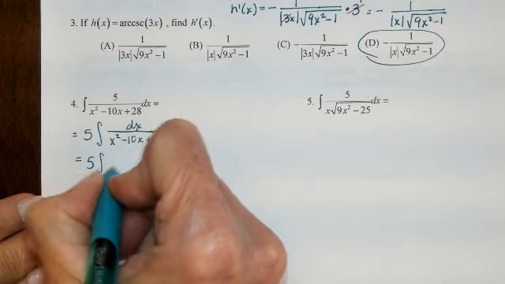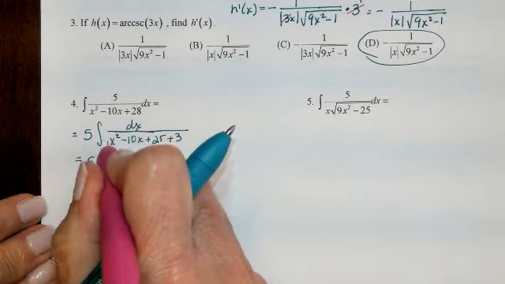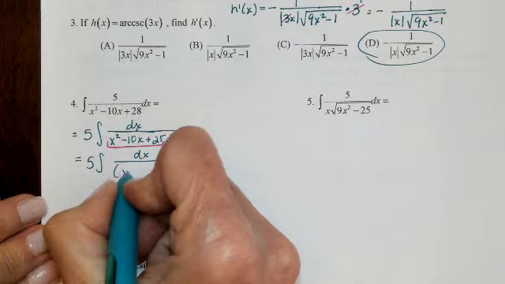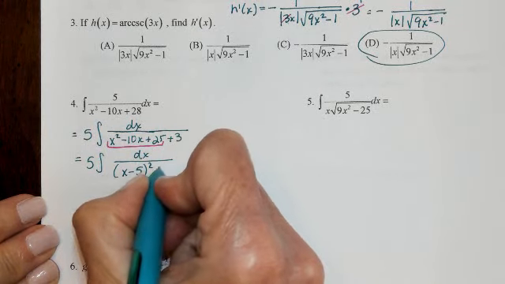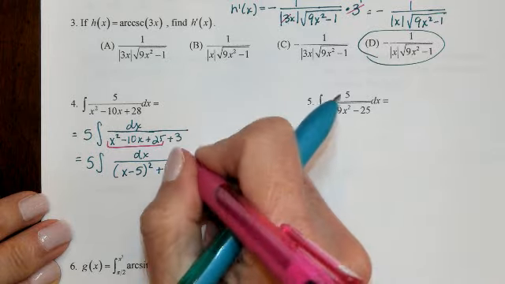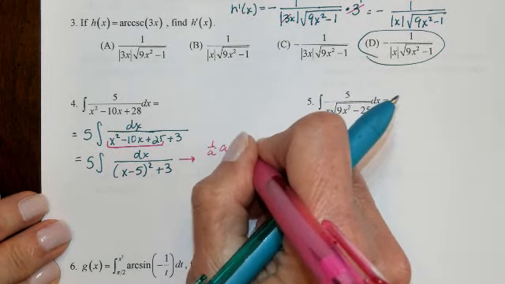So this will be dx over, okay, come inside and factor that trinomial, and it'll be a perfect square. (x minus 5) squared plus 3. Okay, now this is an arctan, and arctan has the 1 over a out in front.